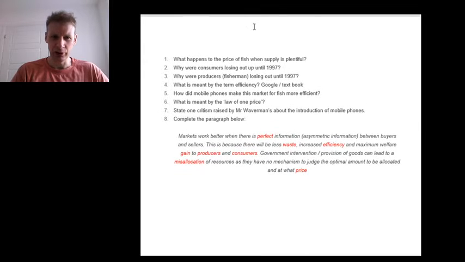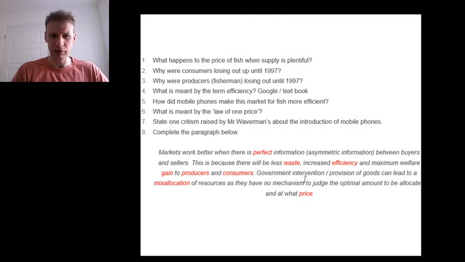our attention to the little summary, because this article really helps us to understand how the allocation of resources through technological advances can become more efficient. So here we are. You had to fill in the gaps. So it says at the bottom, really, summing up the whole article, markets work better when there is perfect information.